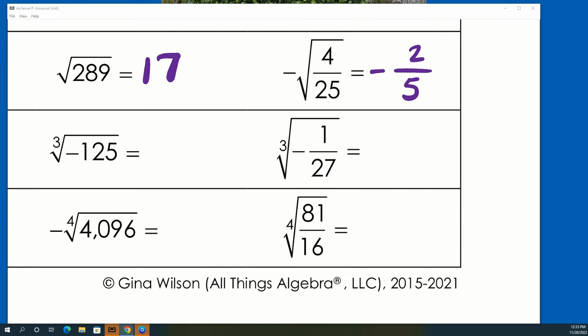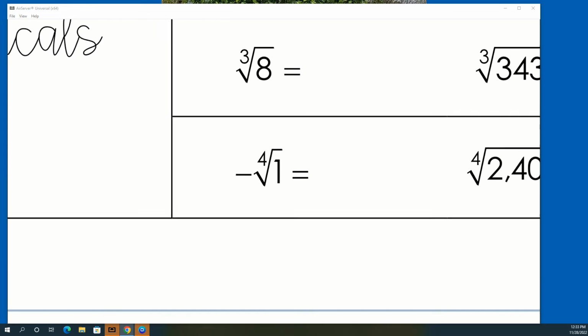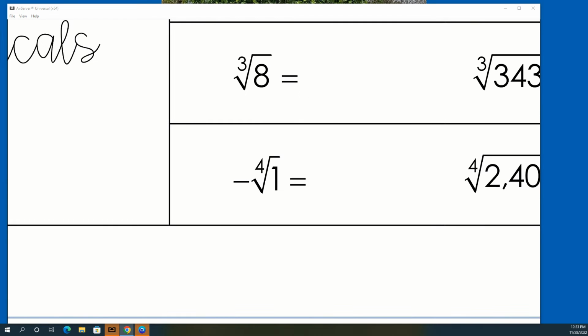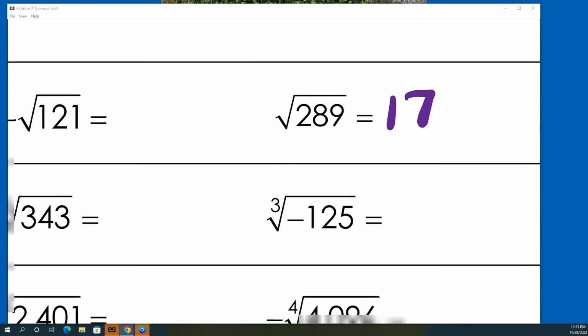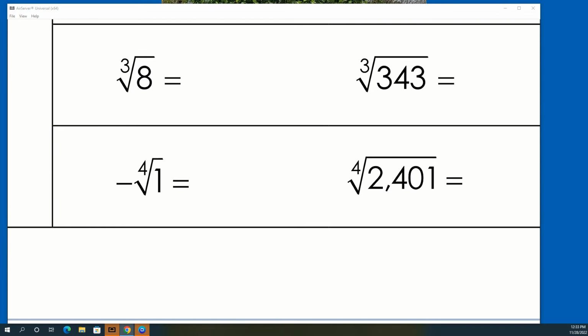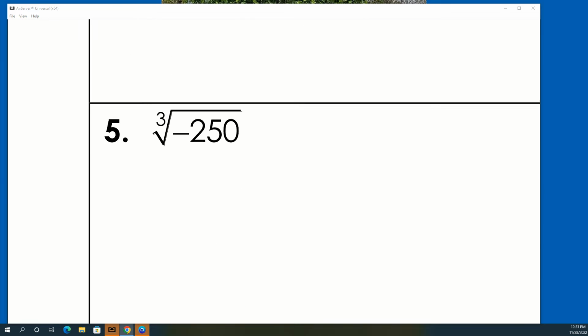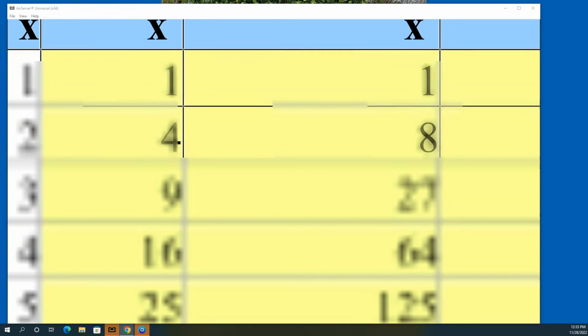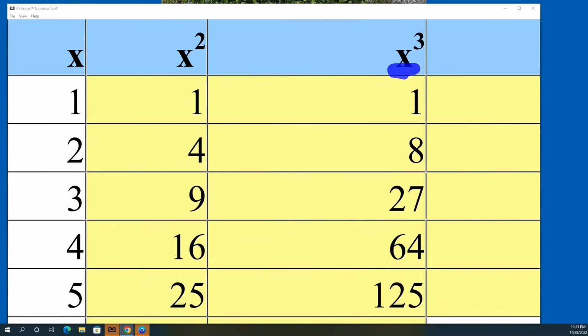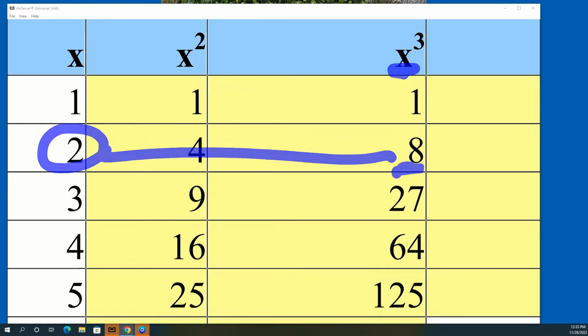All right. Then we're going to skip over and we're going to do the cube root of 8. Not yet. You guys are going to do this for your assignment. All right, so the cube root of 8. If you look at your perfect cube list, 8 is in it. These are the cubes. There's 8. So the cube root of 8 is just 2.